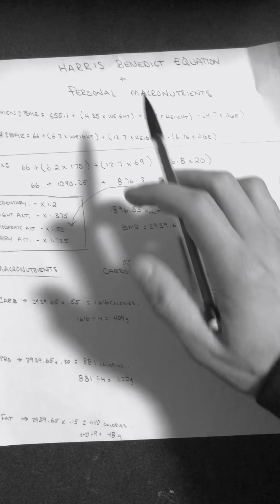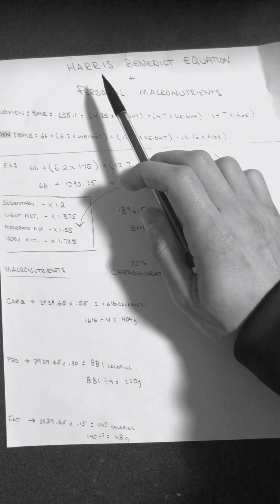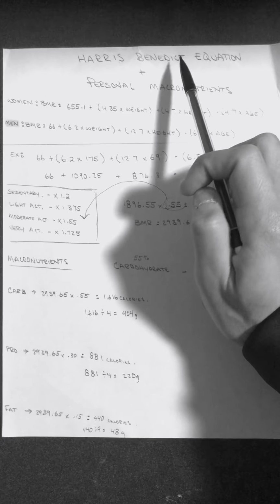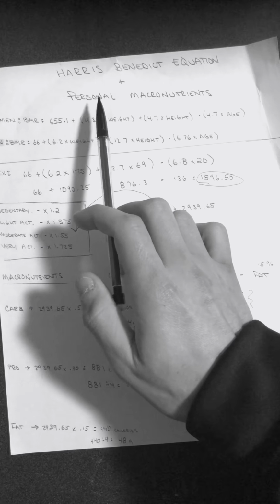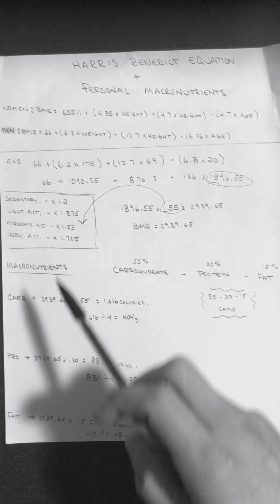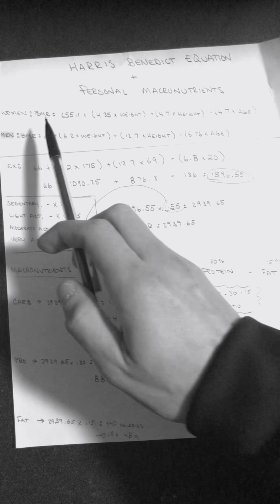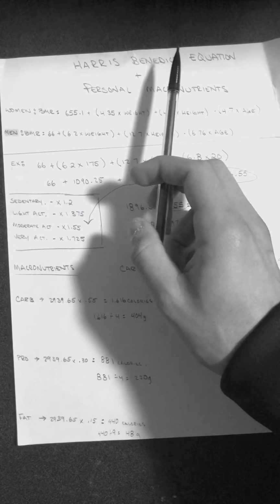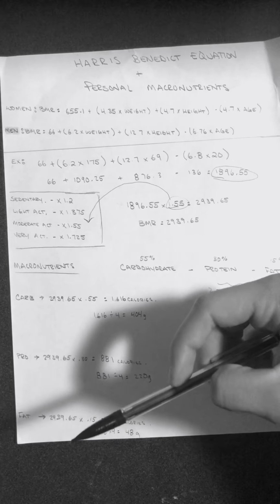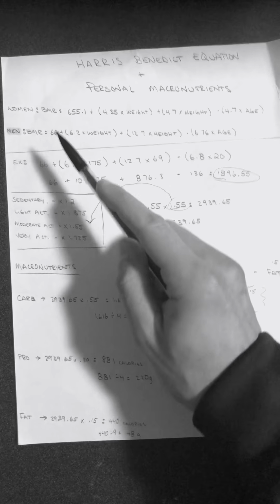Hello. Today I'm going to explain how to track your energy expenditure levels, also known as calories burned on a daily basis, using the Harris-Benedict equation. And also, I'm going to show you how to calculate your personal macronutrients all the way down to the gram level for everyday use. As you can see, for the Harris-Benedict equation, there are two formulas, one for women and one for men. For today's example, we're going to use me, so we're going to use the men's formula.